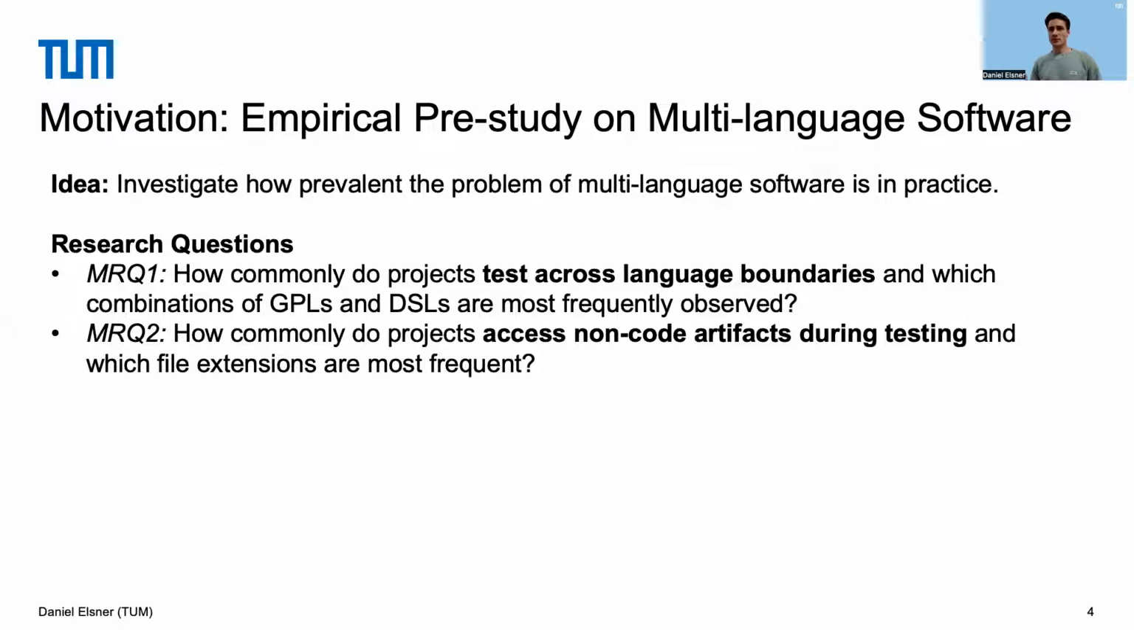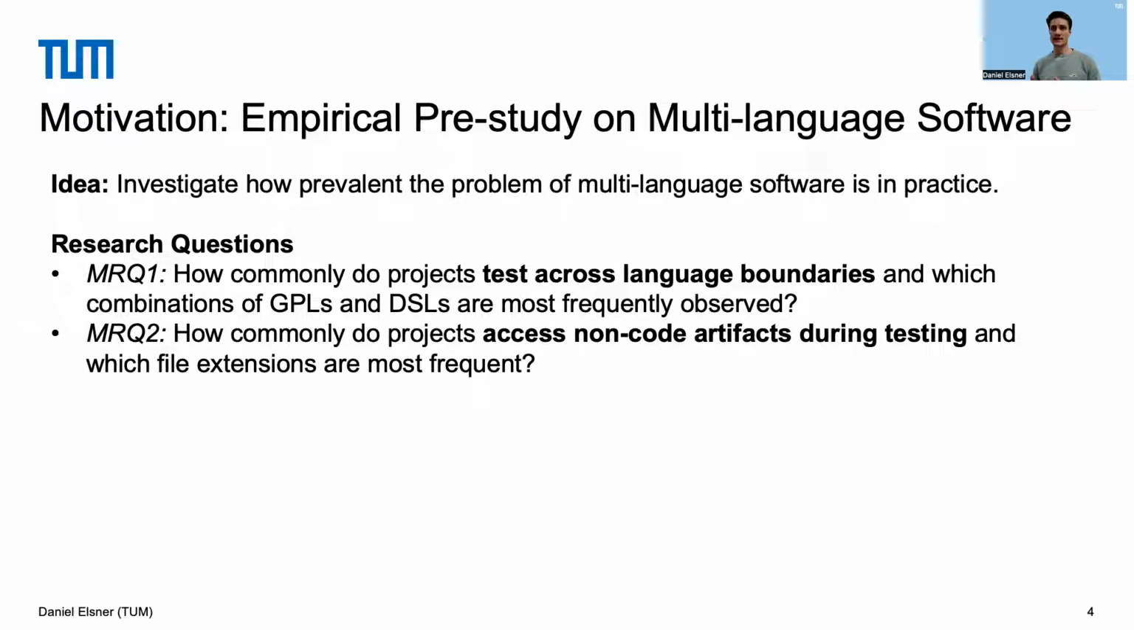Prior work has already statically analyzed code repositories and found that software projects are on average written in 5 to 7 languages, and that almost 50% of the files in a software project are non-code artifacts. It's important to understand as well what the dynamic behavior of tests actually is. So the first motivating research question was: how commonly do projects test across language boundaries, and which combinations of general-purpose languages and domain-specific languages are most frequently observed?